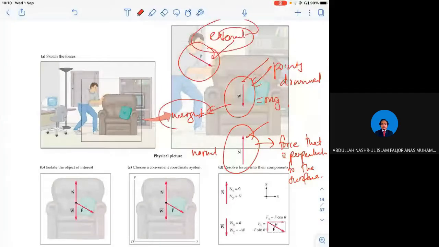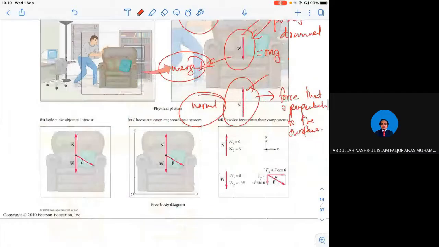External, weight, or normal, all are types of forces. Okay, so look carefully. So this should be the free body diagram.